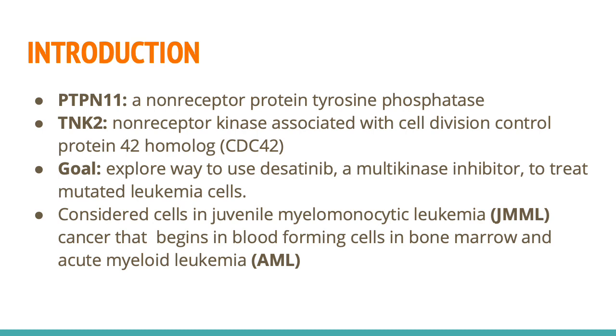Okay, so this study sought to investigate interactions between a non-receptor protein tyrosine phosphatase called PTPN11 and a non-receptor kinase associated with cell division control, TNK2. So TNK2 is thought to be an oncogene when it becomes overexpressed, which is associated with poor outcomes for patients. TNK2 is also thought to be involved in regulating downstream pathways that involve SRC and EGFR, which is an epidermal growth factor receptor.